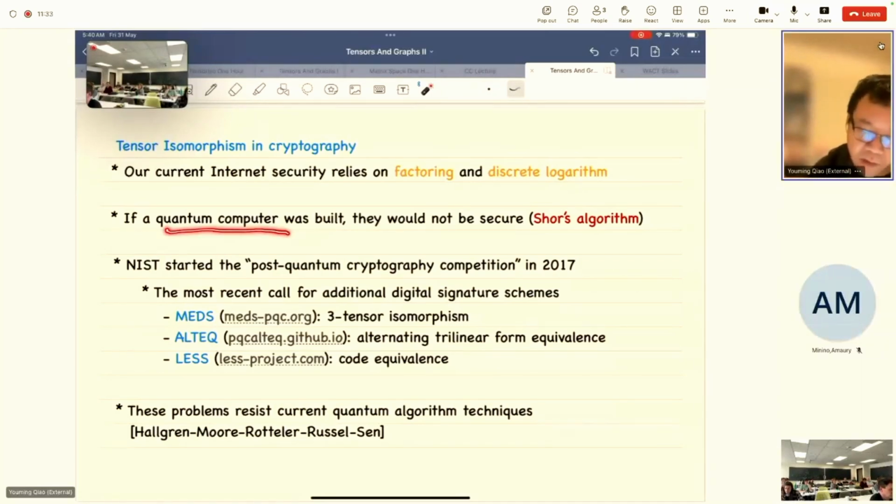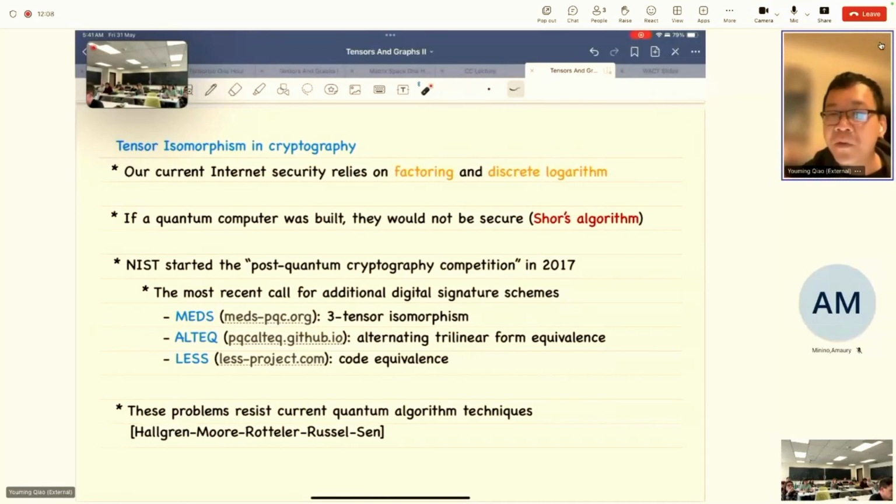So, basically there has been rapid progress towards building quantum computers, and because of Peter Shor's quantum algorithm for factoring and discrete log, it means that if a quantum computer was built, current cryptosystems would not be secure. The current internet security foundations will be shaken. So that's why NIST, the National Institute of Standards and Technology of the US, started this post-quantum cryptography competition in 2017.